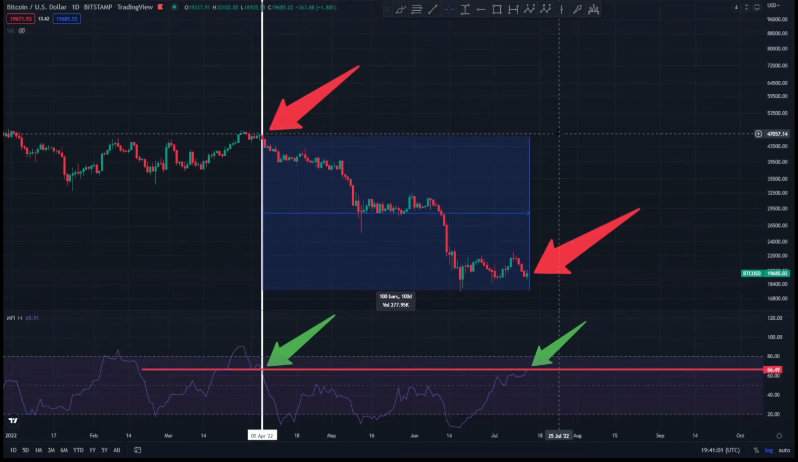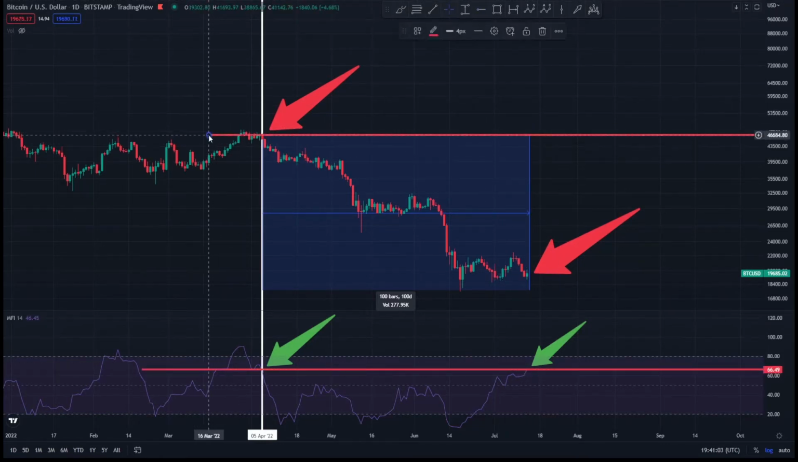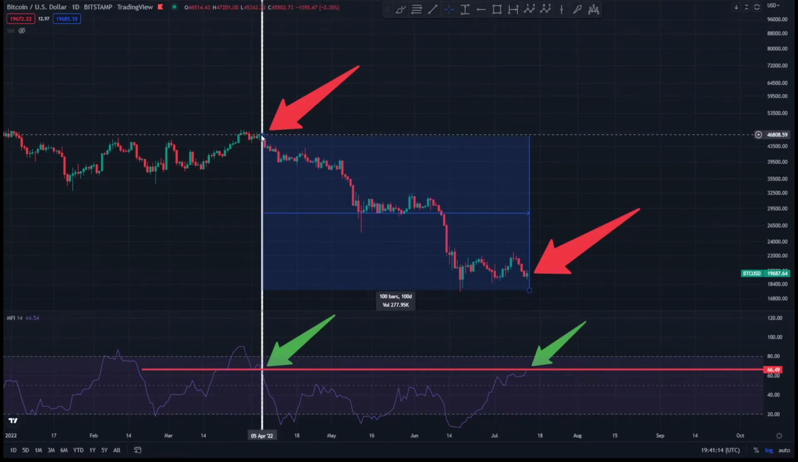What's interesting is that if we put another ray up here, we were basically at 46,500. I'll just round it down to make it easy. 46,500 was the last time we were all the way up here on the MFI.